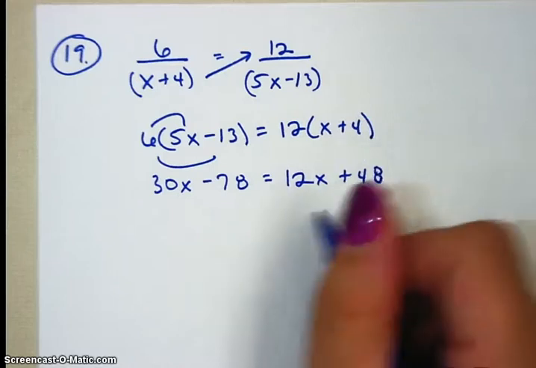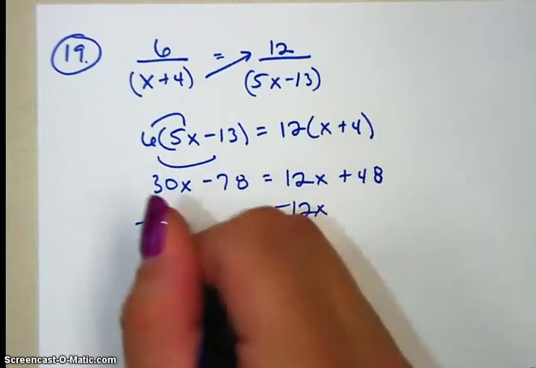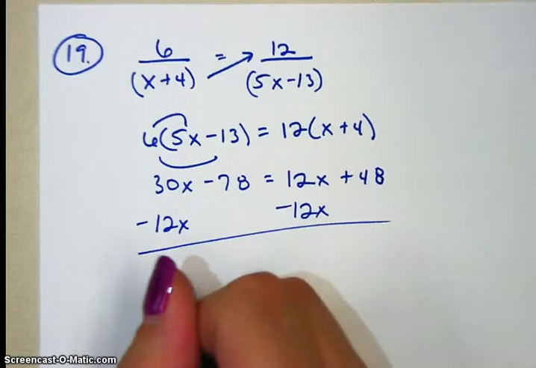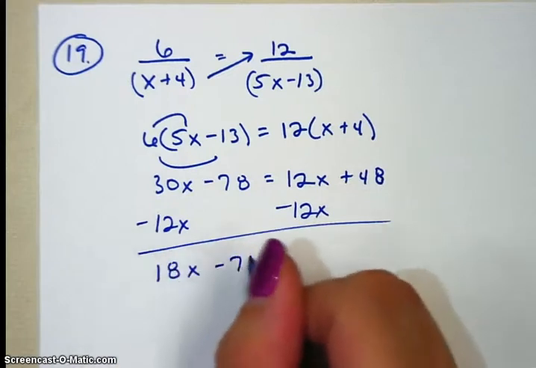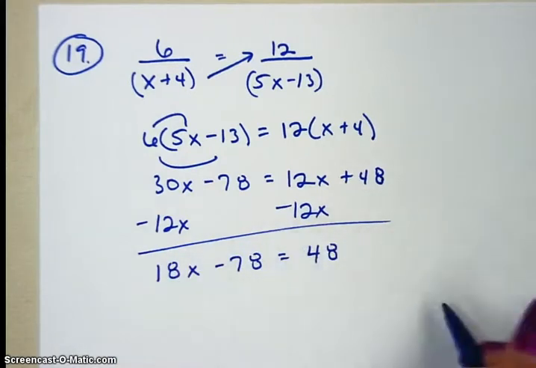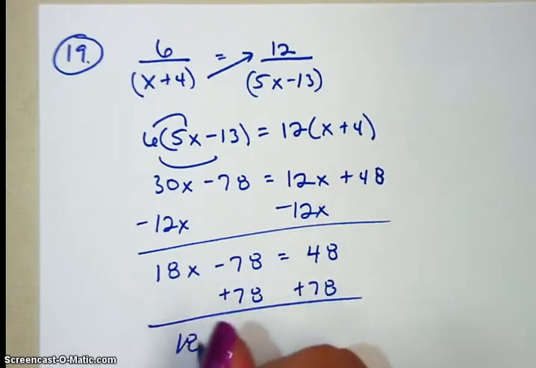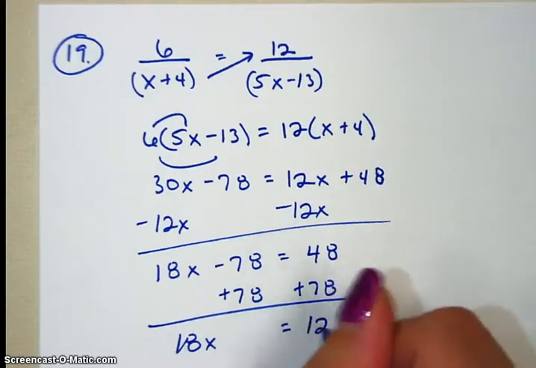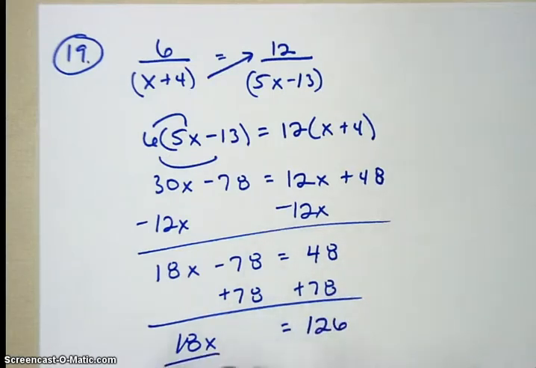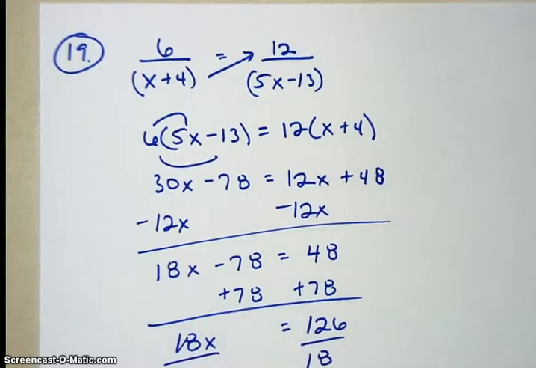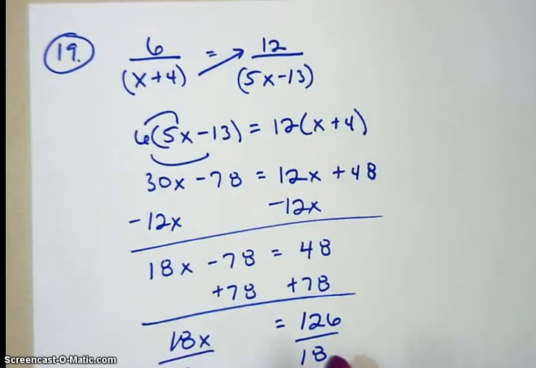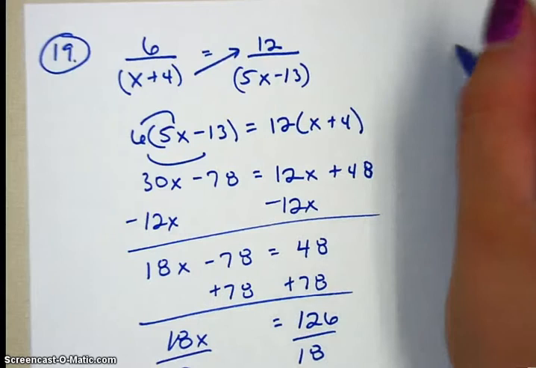So now when I solve, I'm going to subtract the 12x from the 30x. Different sides, you change your signs. That gives me 18x minus 78 equals 48. Then I'm going to add 78 to both sides. So 18x equals 126, and then divide by 18, giving me x equals 7. So that's number 19.